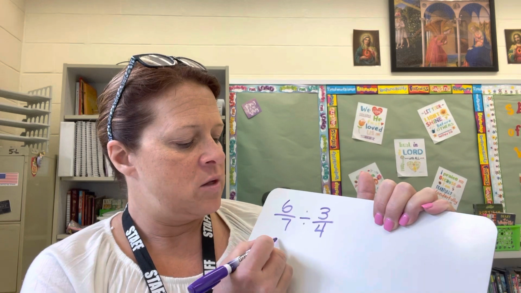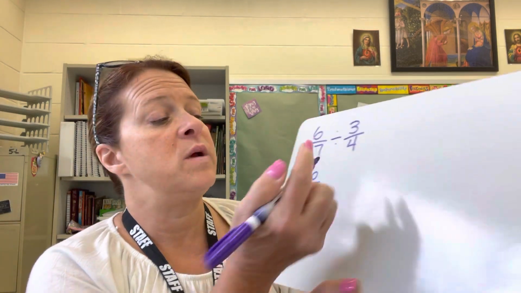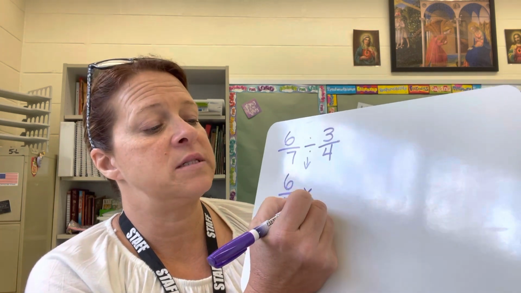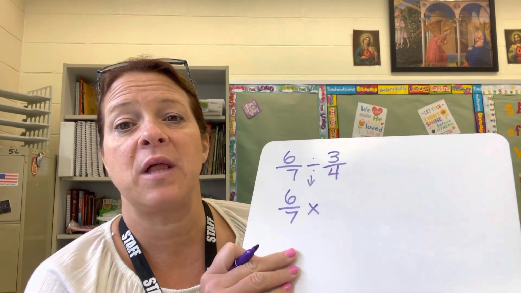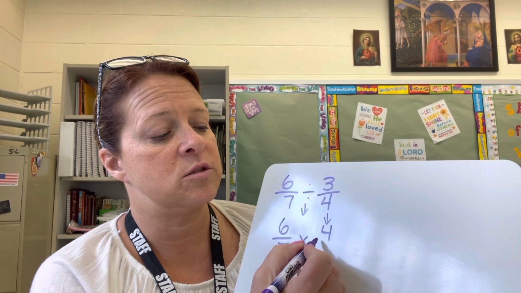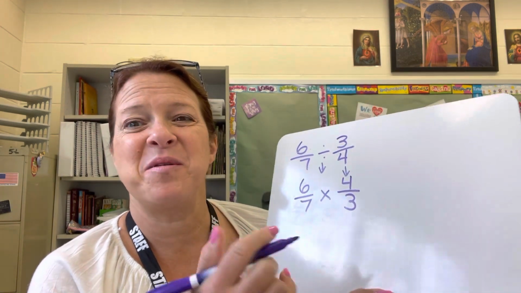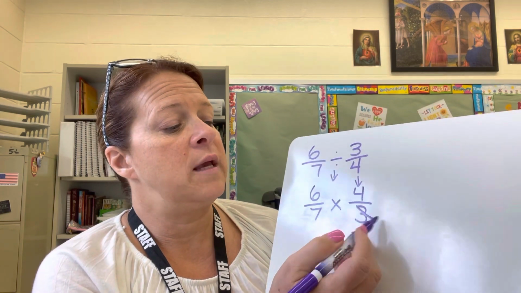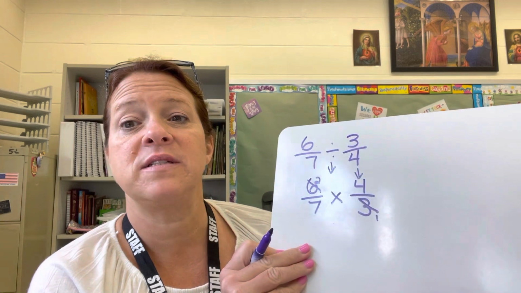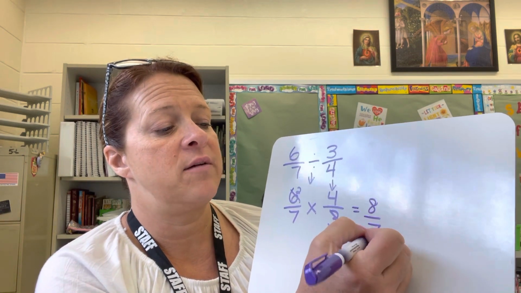Remember that? So the first fraction stays the same, 6/7. We switch that symbol to the opposite. Now we're going to multiply, and then we take that fraction and use its reciprocal, 4/3. And then we just multiply like we remember how. 3 divided by 3 is 1. 6 divided by 3 is 2. So we've simplified our problem, and we have 8/7.